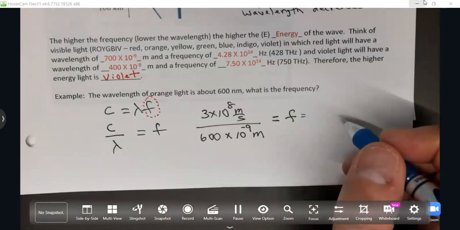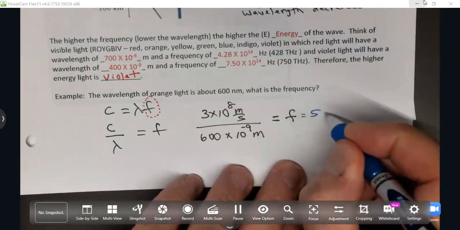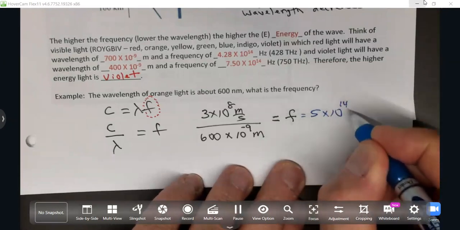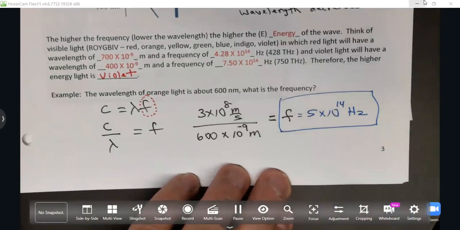So what we get is 5 times 10 to the 14th. Right. Five times 10 to the 14th.